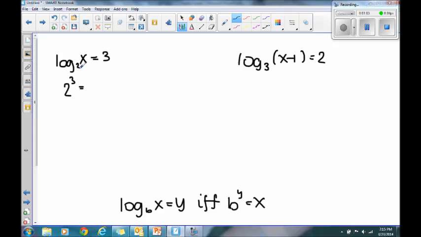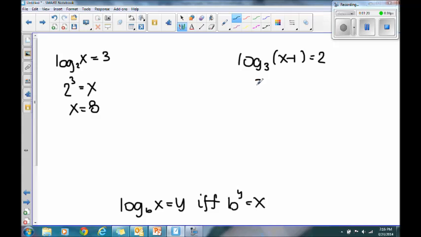We know the base is 2, the exponent is 3, and 2 to the third is going to be equal to x. We clean up the arithmetic and we're done, after we check and make sure that 8 is in the domain of that function, which it is.